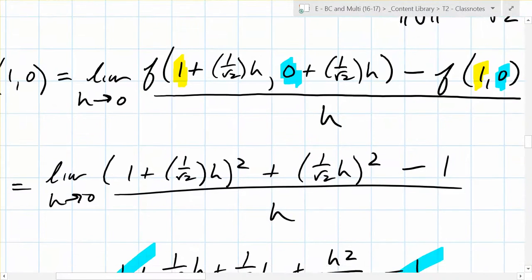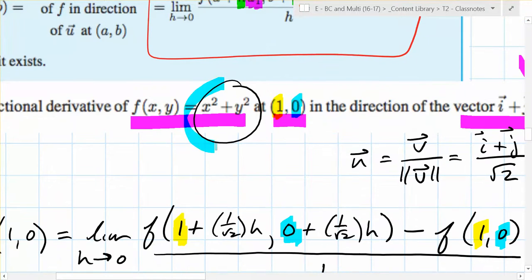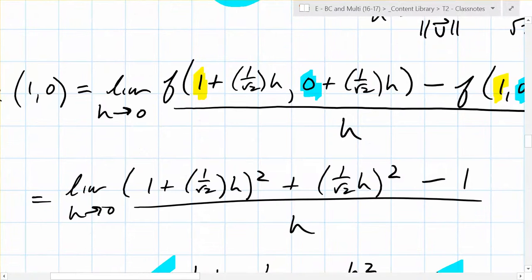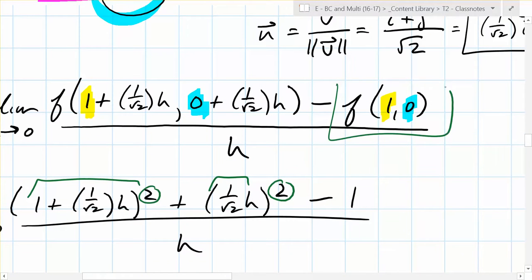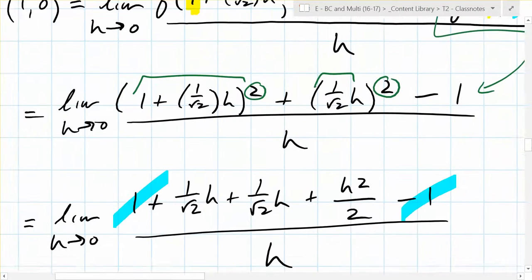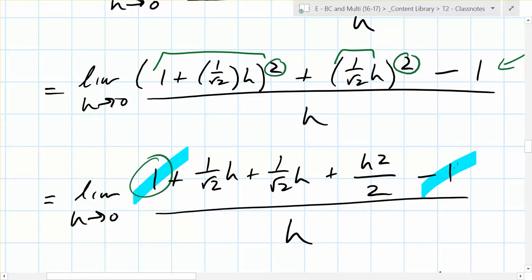So can we actually evaluate the function now? What is the function? It's x squared plus y squared. So what happens? You square, this is x right here, and you square it, and then here's y, and you square it. And then what's f of 1, 0? 1. So now it's just algebra. Hey, is that really nice that that cancels?